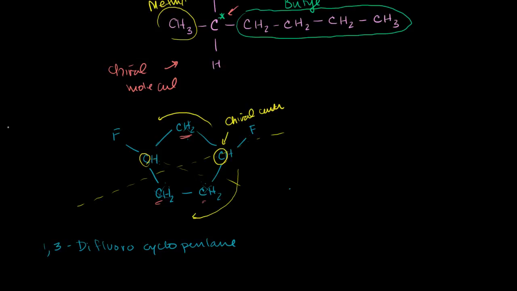Let me first draw the mirror. So for the mirror image, you're going to have a fluorine over there. Then you're going to bond to a carbon, which is also bonded to a hydrogen. Then that's going to bond to a CH2. That's going to bond to a CH, the mirror image of that, which bonds to a fluorine. That's the mirror image of that. And then you go down. This is the mirror image of the CH2 here. This is the mirror image of this.